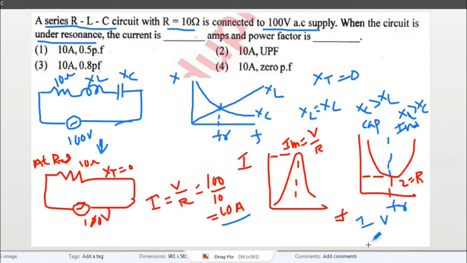So power factor is unity. Because current and voltage are in phase, the angle between them is 0. Cos 0 equal to unity. So when the circuit is under resonance, the current is 10 amperes and the power factor is unity. So second option is correct.